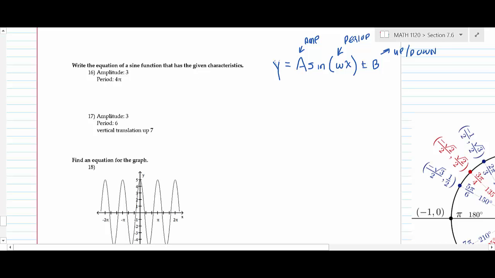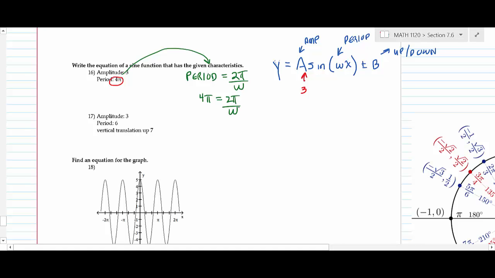So on number 16, what you do is the amplitude's 3, so that would plug in there. Now the period's 4 pi, but that's not what omega is. The way you need to approach this is like this. We have a formula, we learned this last time, and that's the period is 2 pi over omega, okay? Now I told you what the period is, so that 4 pi is going to plug in there. So what you're going to have is 4 pi equals 2 pi over omega like that, okay?